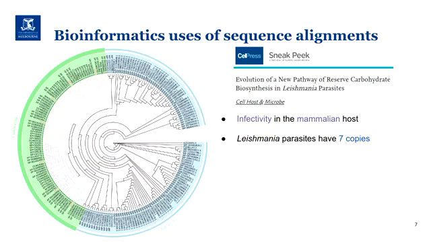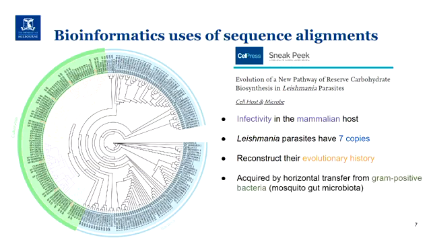What we were able to do, just by doing sequence alignments and trying to reconstruct, based on this sequence, finding homologs, where this function comes from, was to reconstruct the evolutionary history of these proteins, tracing back to bacteria. And we came up with the hypothesis that they were originally transferred via horizontal transfer from gram-positive bacteria. And the neat thing is, they were commonly found in the mosquito gut microbiota, so it makes sense evolutionarily. And this probably allowed them to colonize a new host, the human.